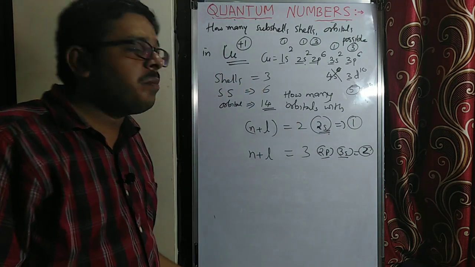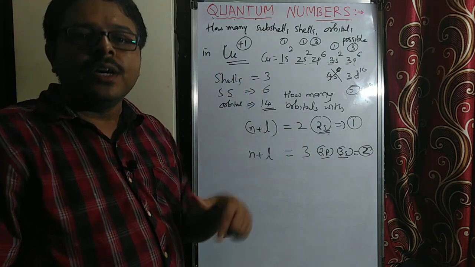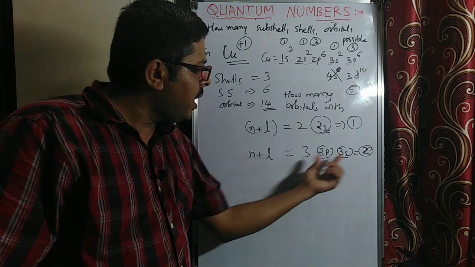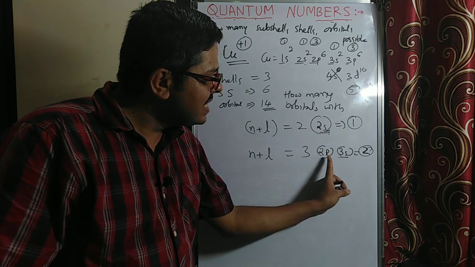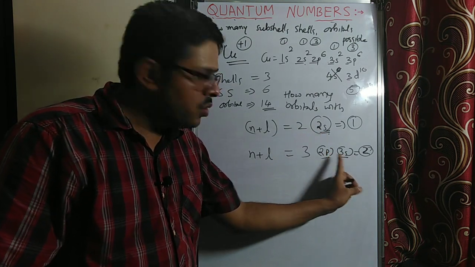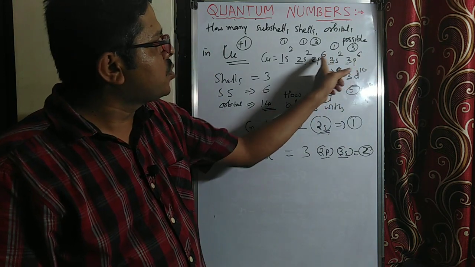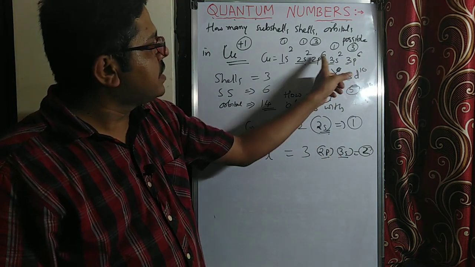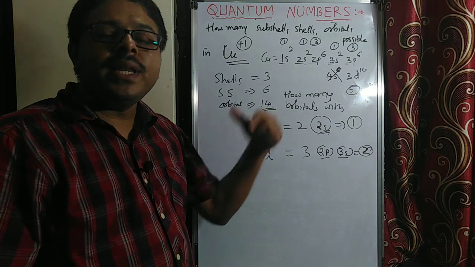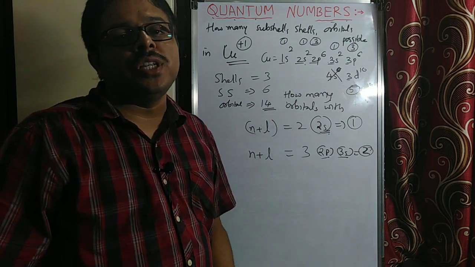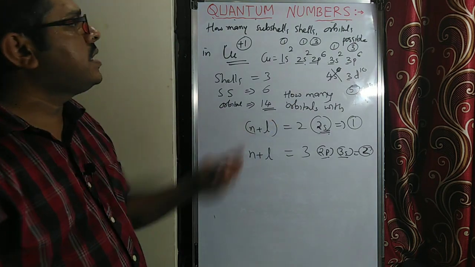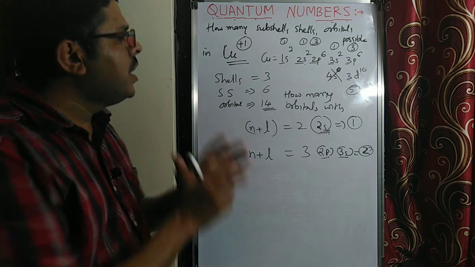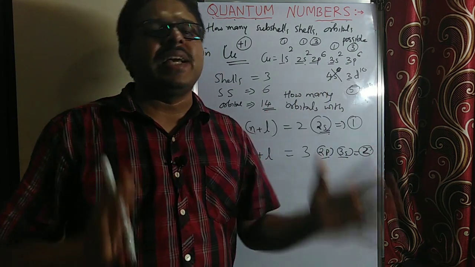Also, how many electrons are present in the n plus l equal to 2 orbital? Only 2. How many electrons for n plus l equal to 3? Here 6, 6 plus 2, since 3s is 2. 6 plus 2 is 8. 2p and 3s: 6 plus 2 is 8. This type of question can also be asked. So this is about quantum numbers, the whole concept I have explained.